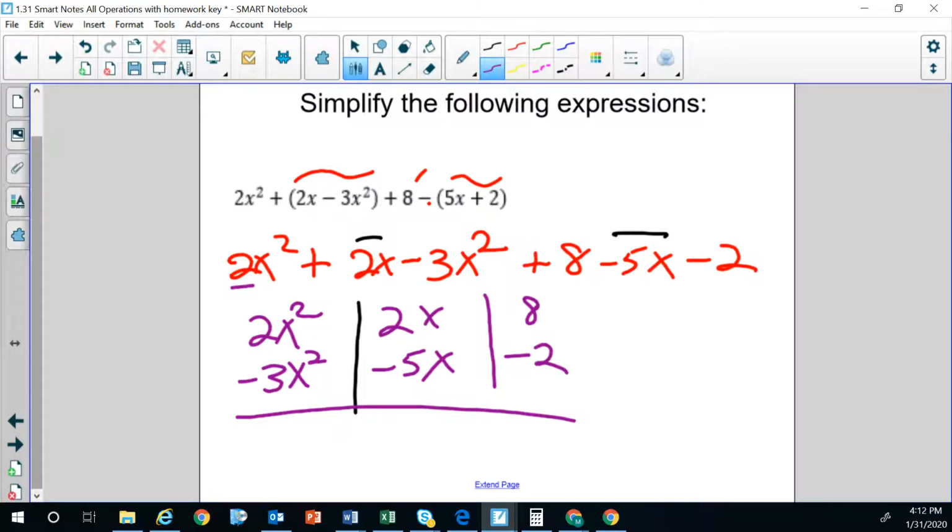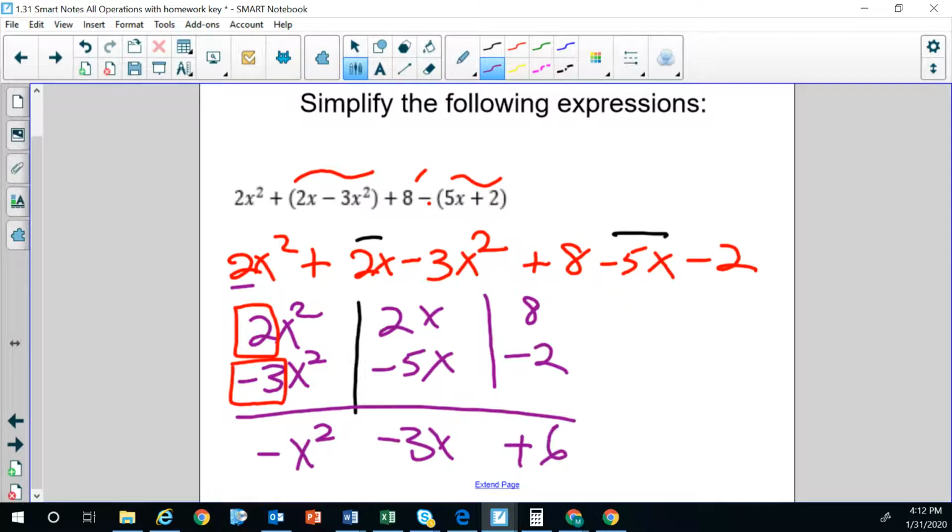Remember, when you add variables, you add just the coefficients. Remember that. When we add, we just add the coefficients, right? We do not add the exponents. We're adding variables. So that gives me a negative x squared, right? Next one, I'm going to get a negative 3x. And on my constants, I have positive 6.